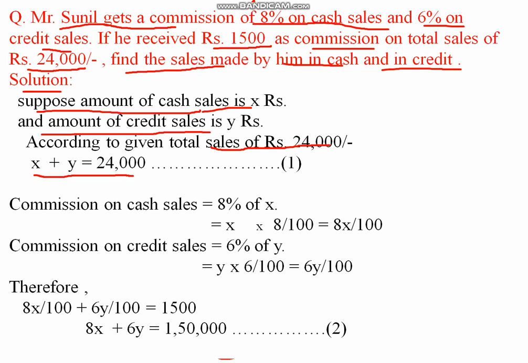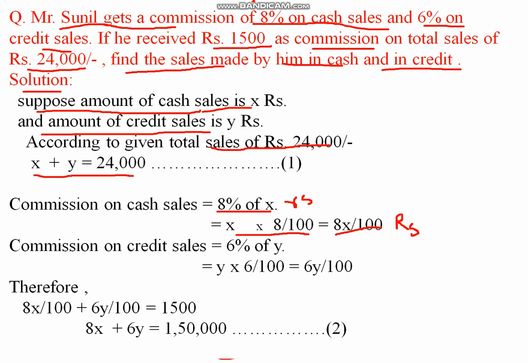Commission on cash sale is 8%. So the total commission is 8% of X rupees. 8% of X rupees is X into 8 upon 100, which is equal to 8x upon 100. So commission on cash sale is 8x upon 100 rupees.